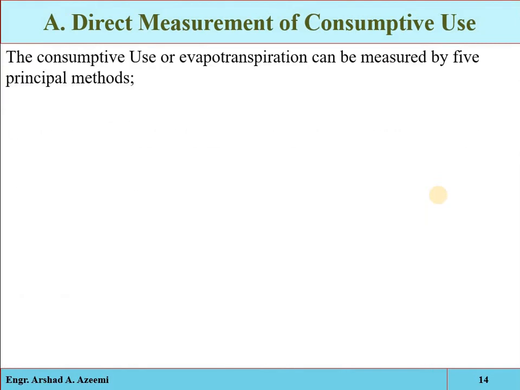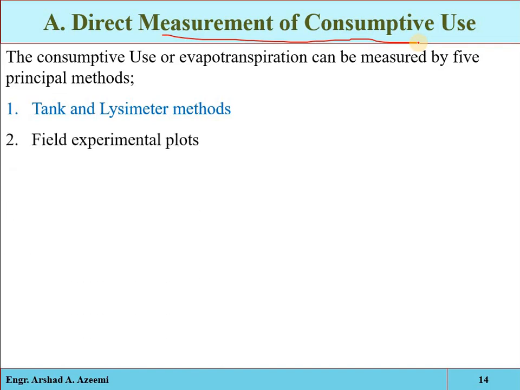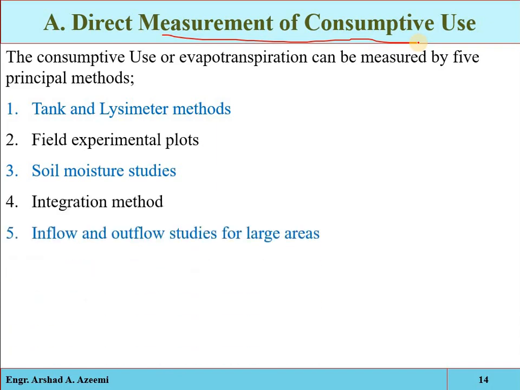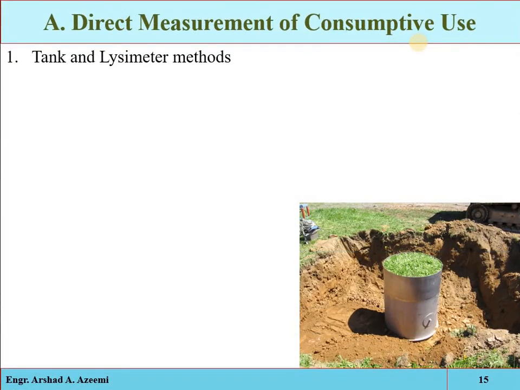Now the basic aim of this lecture is the measurement of the consumptive use. Basically we have two methods, one is called the direct measurement and the second one is the indirect measurement. In direct measurement we have 5 methods: the tank and lysimeter method, field experimental plot method, soil moisture studies, integration methods, and inflow and outflow studies. We will discuss them one by one.